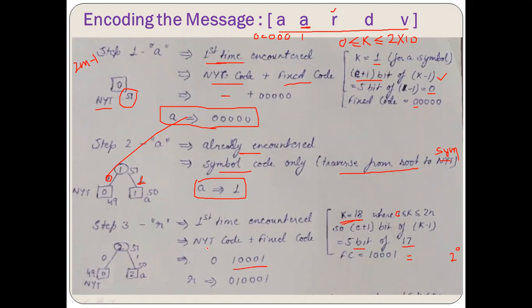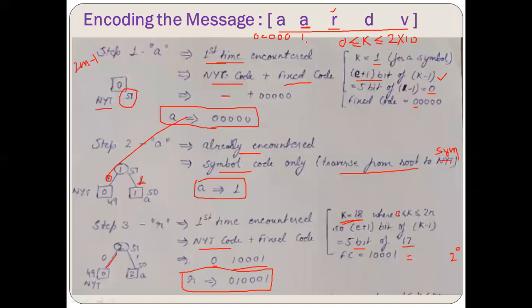Now we have seen we have to do NYT code followed by fixed code. Now I'm going to find out the NYT code. NYT code will be traversing from the root node to the NYT. So it is this one. So what it is, 0. So we are stating here it is 0. So R will get the code as 0, 1, 0, 0, 0, 1. So this will be placed here in sequence.